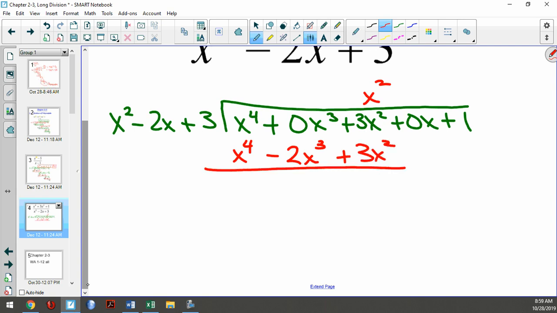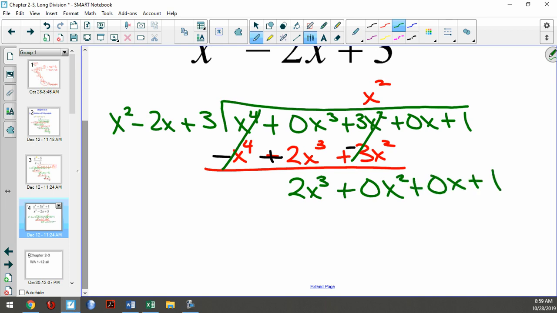What do I do to all of those terms? Multiply them by negative 1. So I'm changing their signs. And then what do I do? Add straight down, right? Those cancel out. 2x cubed. 3x squareds cancel out. I'm going to make that a 0x squared. Why? Because I want to have that placeholder there. Do y'all understand that? The x squared terms cancel out, but I want to make sure that I still have the x squared there, so I'm going to make that a 0x squared for a placeholder.